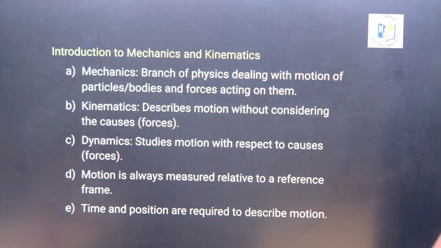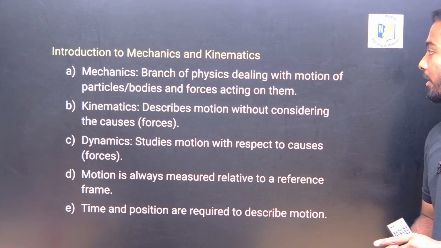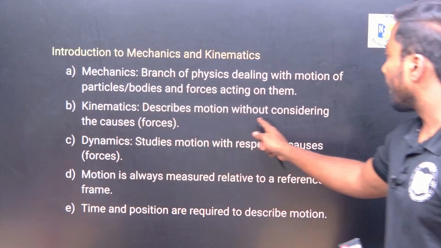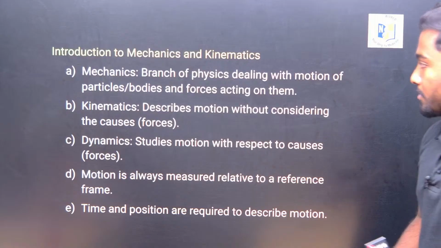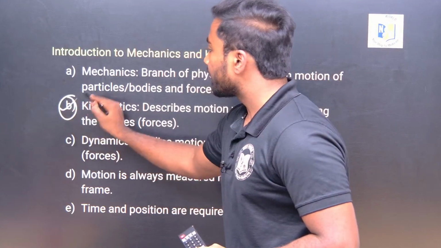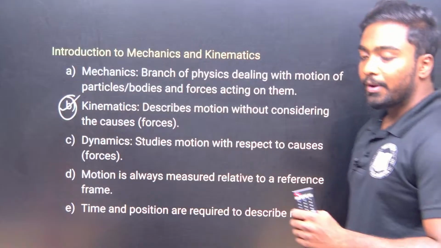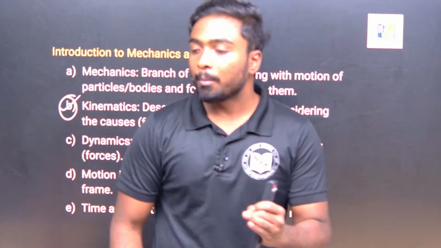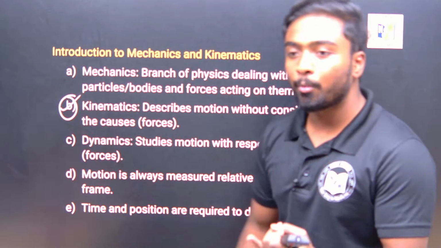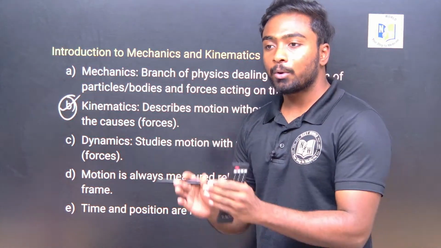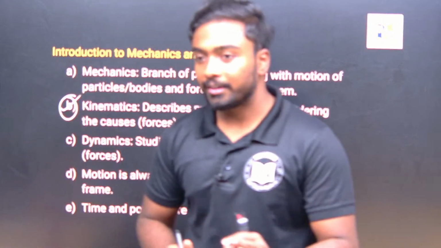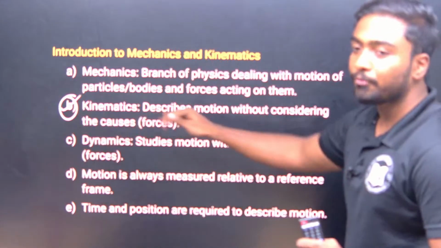Mechanics is a branch of physics dealing with the motion of particles and bodies and the force acting on them, whereas kinematics describes motion without considering the cause. So this is the main thing we are going to focus on now. If I talk about a body having a velocity or acceleration, we won't talk about how the body is getting velocity or acceleration. We are only focusing on it going with some velocity or some acceleration. That's the thing of kinematics.